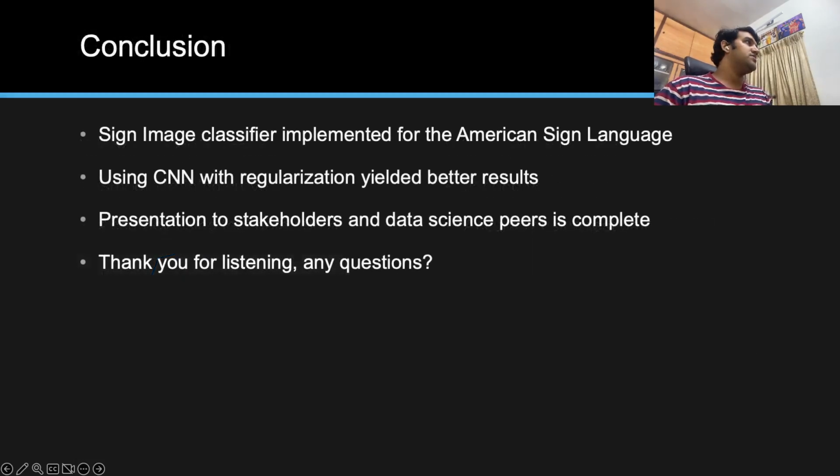So in conclusion, we have implemented the sign image classifier for American Sign Language using a dataset from Kaggle. We have used the CNN and have better results with regularization as compared to without regularization. And I've now performed the presentations to the stakeholders. The starting part was the presentation to the stakeholders, and the remaining part was the presentation for data science peers.